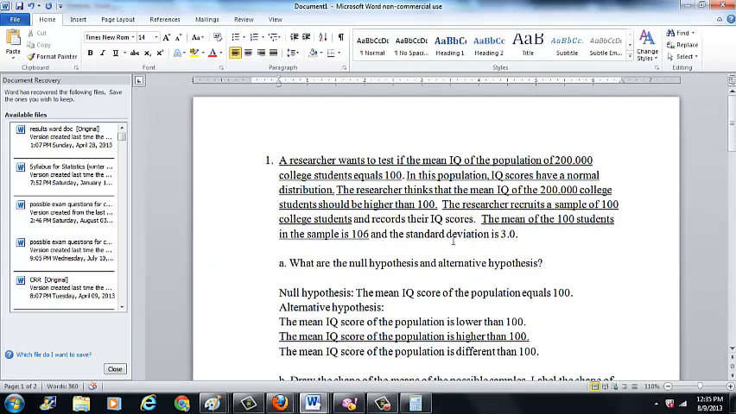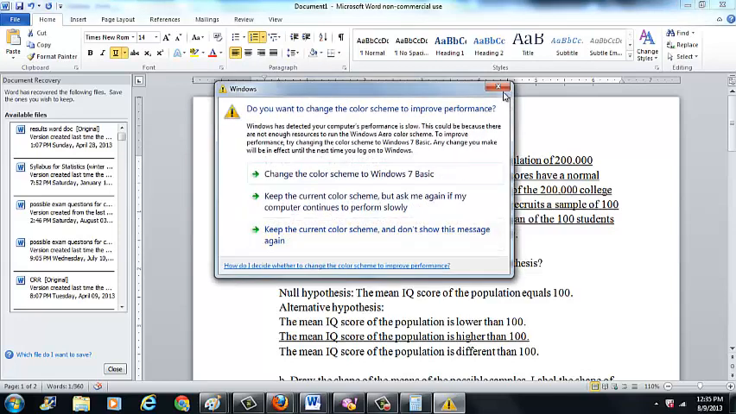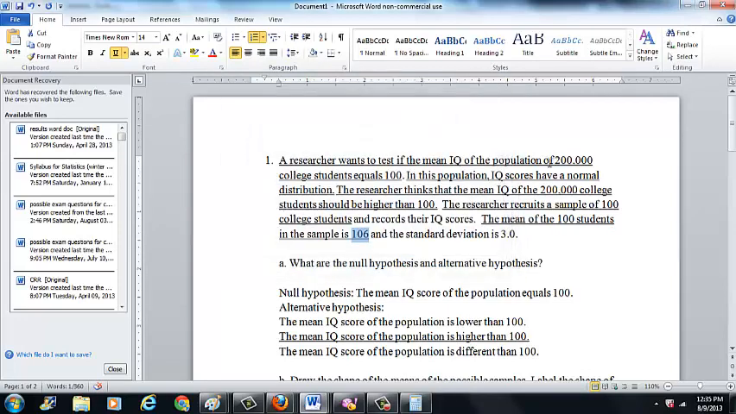What this means is that we know that our sample mean came out to 106, which is higher than the population mean being tested. And our sample mean of 106 did give us good evidence that the mean of the population is higher than 100.